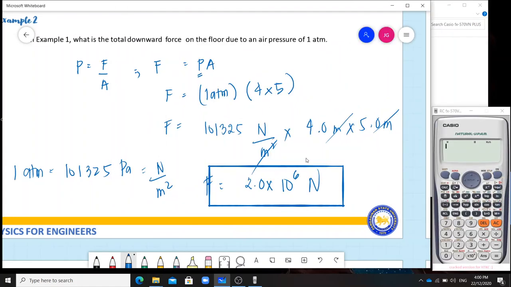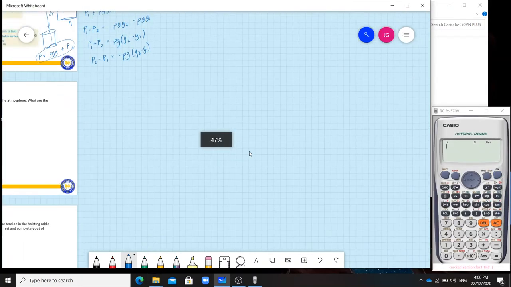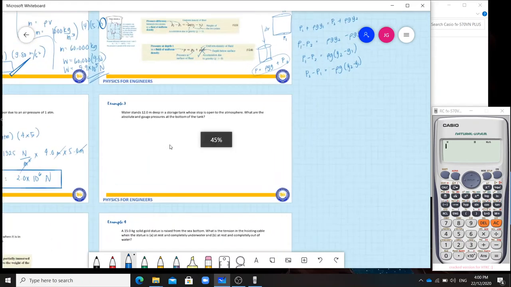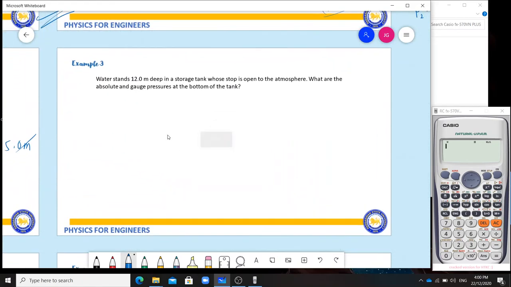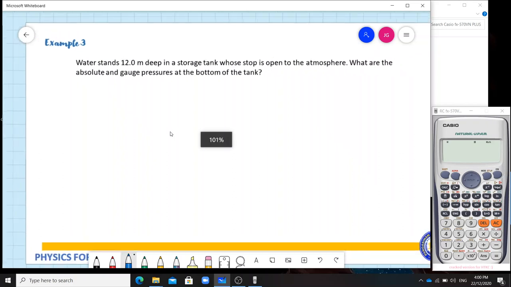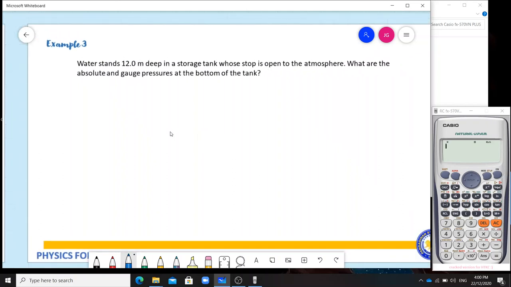Okay, so let's proceed. Let's proceed to the next example, number 3. Water stands 12 meter deep in a storage tank whose top is open to the atmosphere. So, meron tayong storage tank. Okay. 12 meter deep daw siya. Okay. Open to the atmosphere. So, ibig sabihin, meron tayong atmospheric pressure. What are the absolute and gauge pressure at the bottom of the tank? Ayan, hahanapin is ito, P2.